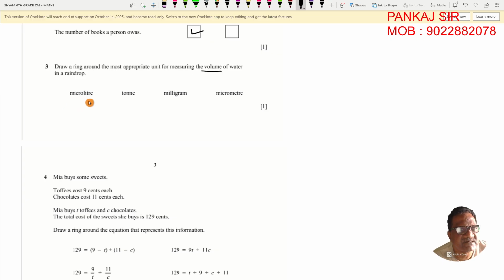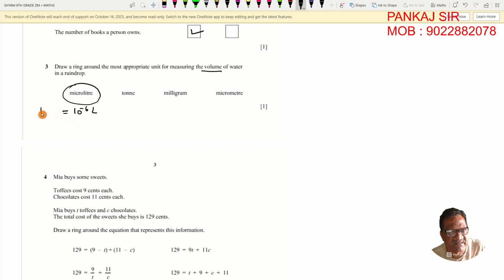But this microliter is something which is related to volume, so you can circle this microliter. Microliter is the answer. In fact, micro is 10 raised to minus 6. So 10 raised to minus 6 is known as microliter, right? 10 raised to minus 6 liter is nothing but microliter.